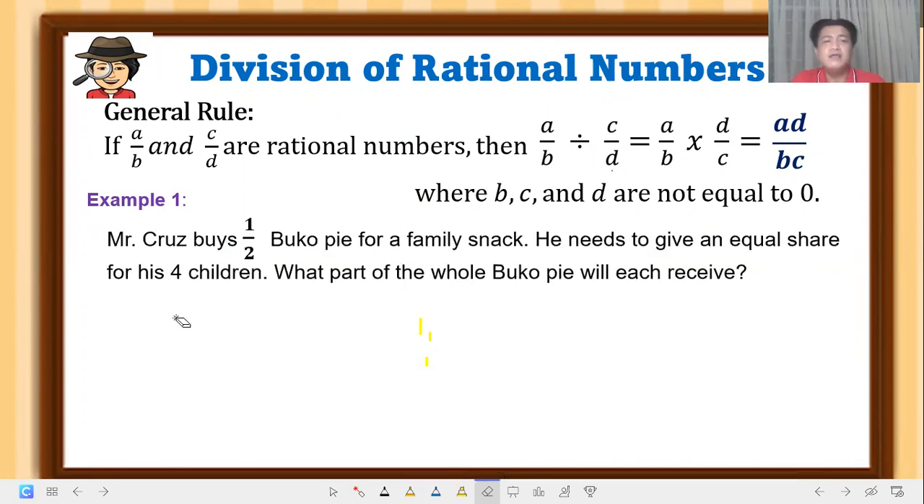Mr. Cruz buys one half buko pie for a family snack. He needs to give an equal share for his 4 children. What part of the whole buko pie will each receive?